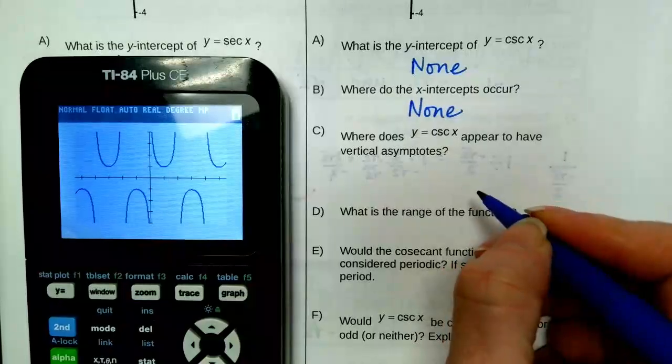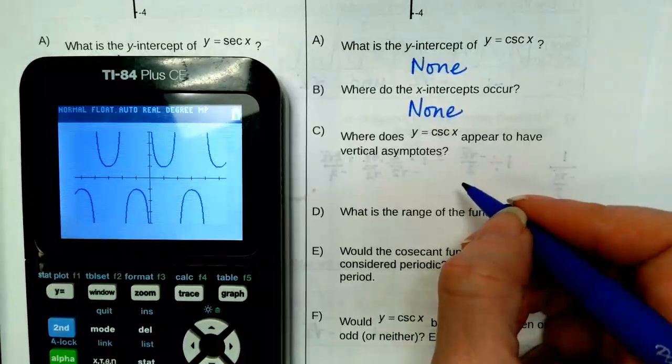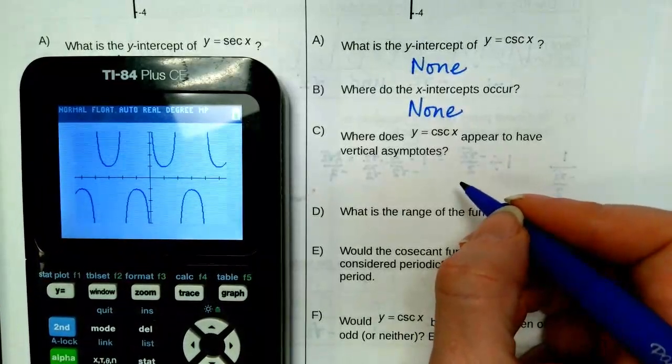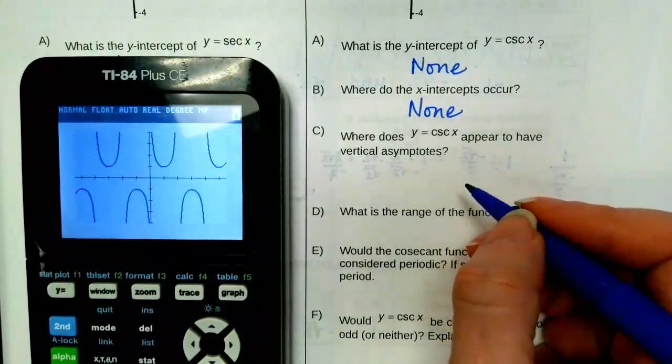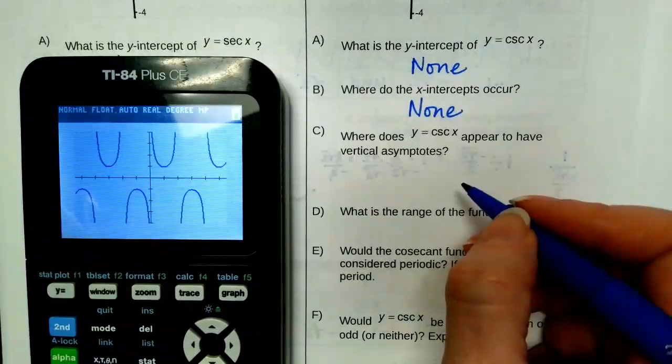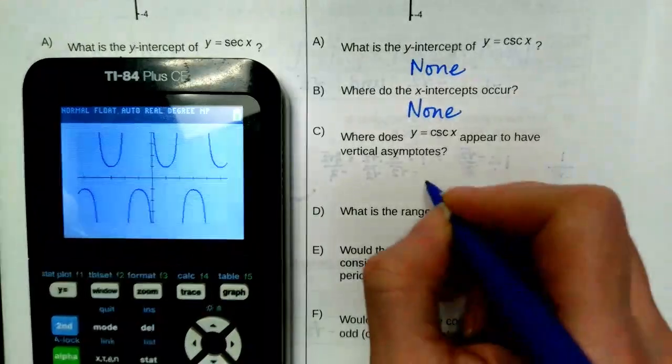This one's odd. Very good. It is odd. Where are the asymptotes this time? At the pis.